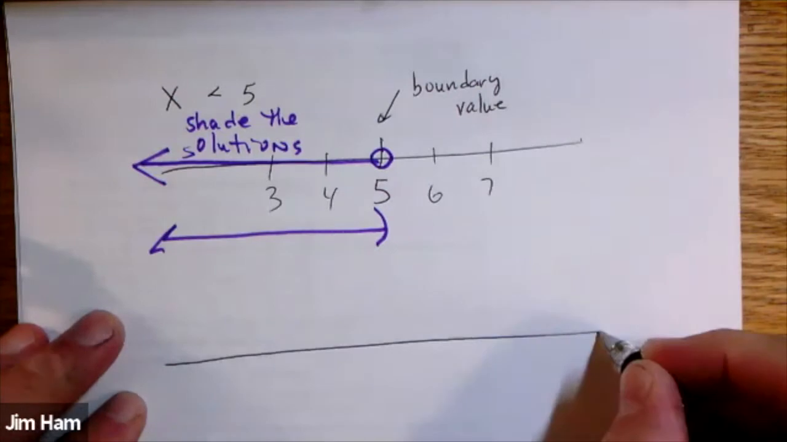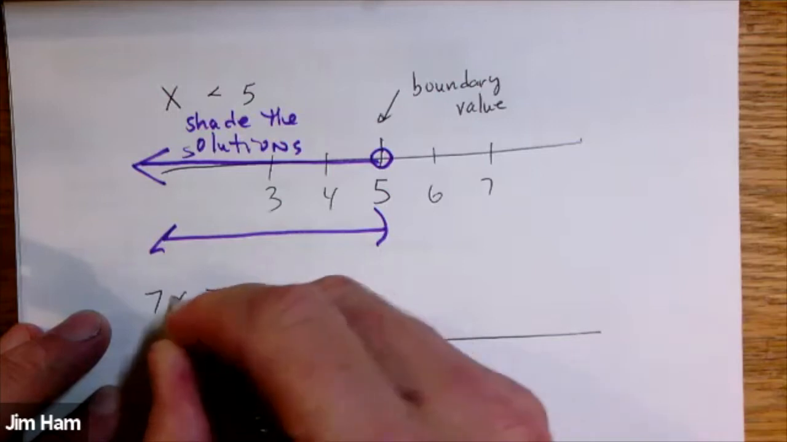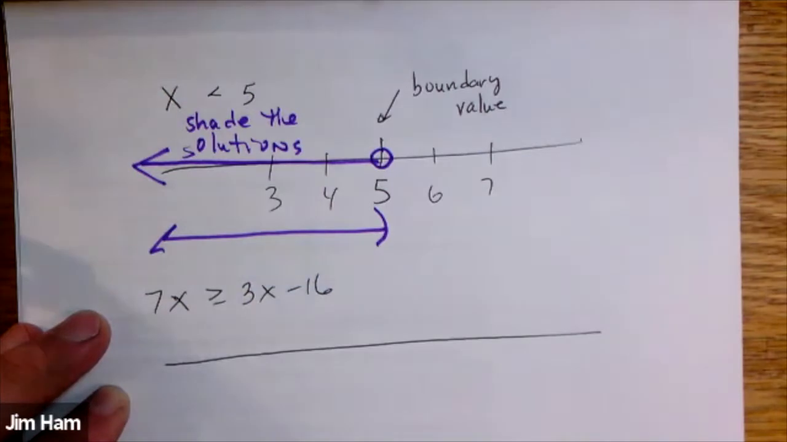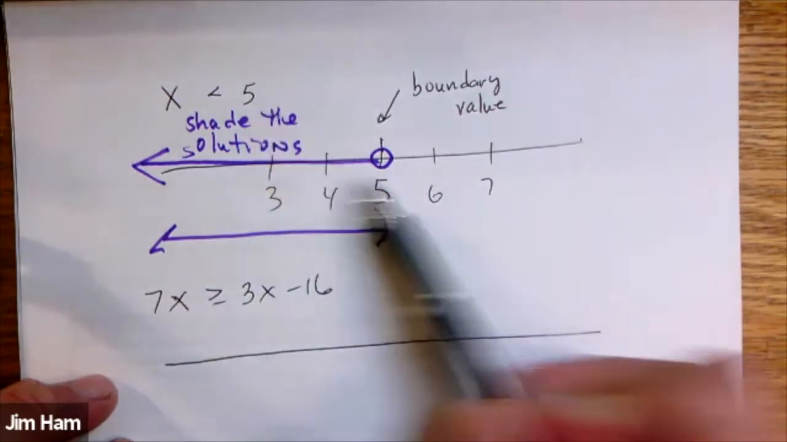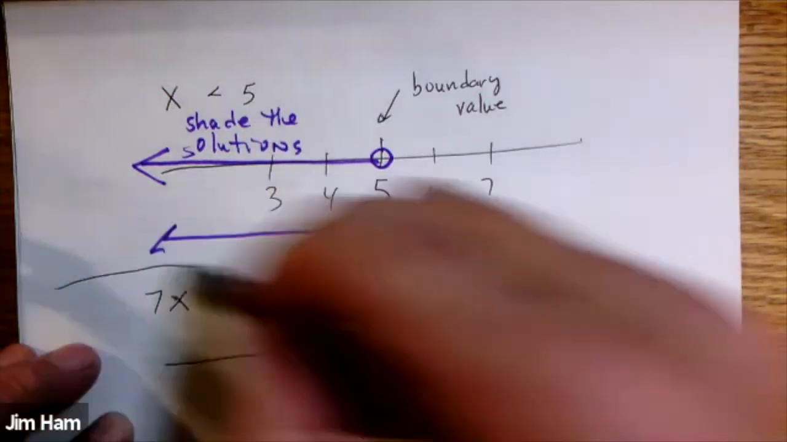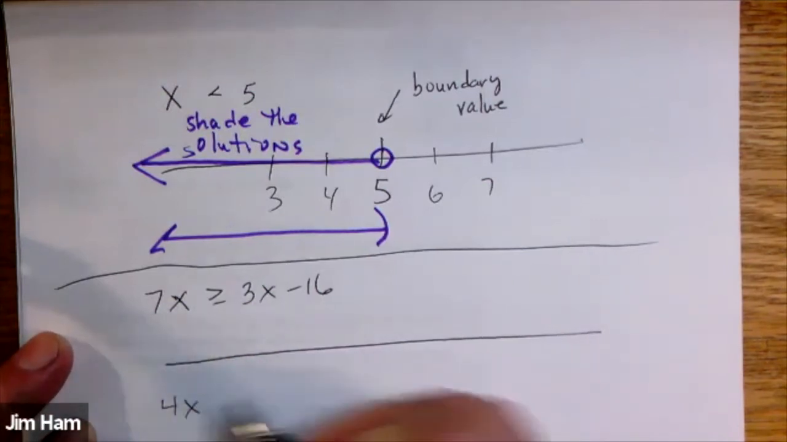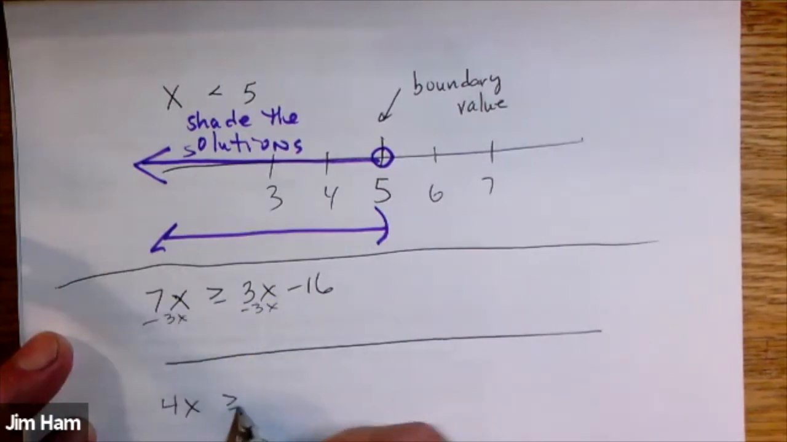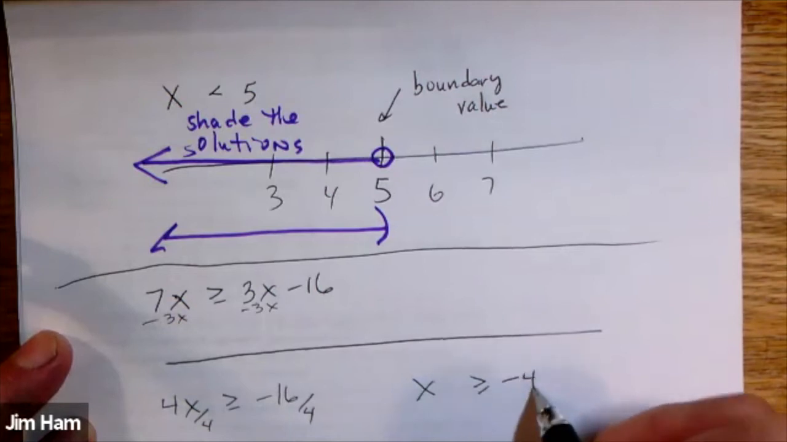If you had a greater than problem, like 7x greater than or equal to 3x minus 16, something like that, it's not as easy to just look at the inequality and graph it. So what you have to do instead is get the 3x over, subtract 3x from both sides, and then finally divide by 4. And then that would give you x is greater than or equal to -4.